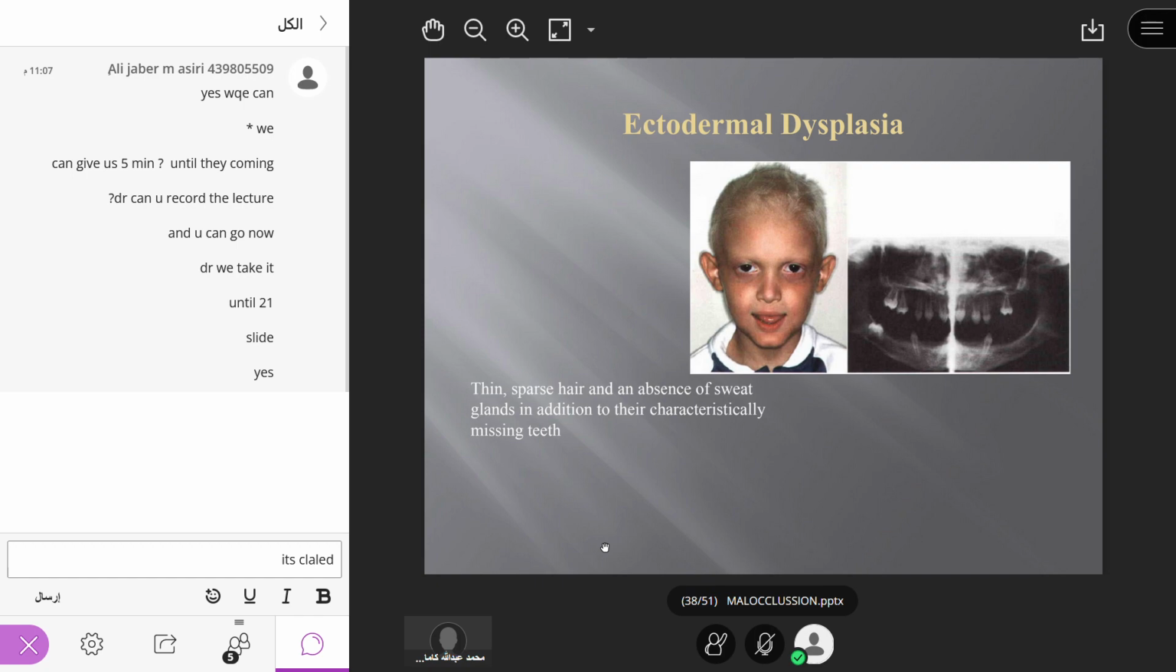Does anybody remember what the condition is called if two or three teeth are missing from the oral cavity? What do you call it? I am saying if two or three teeth are missing from the oral cavity, not the whole jaw.